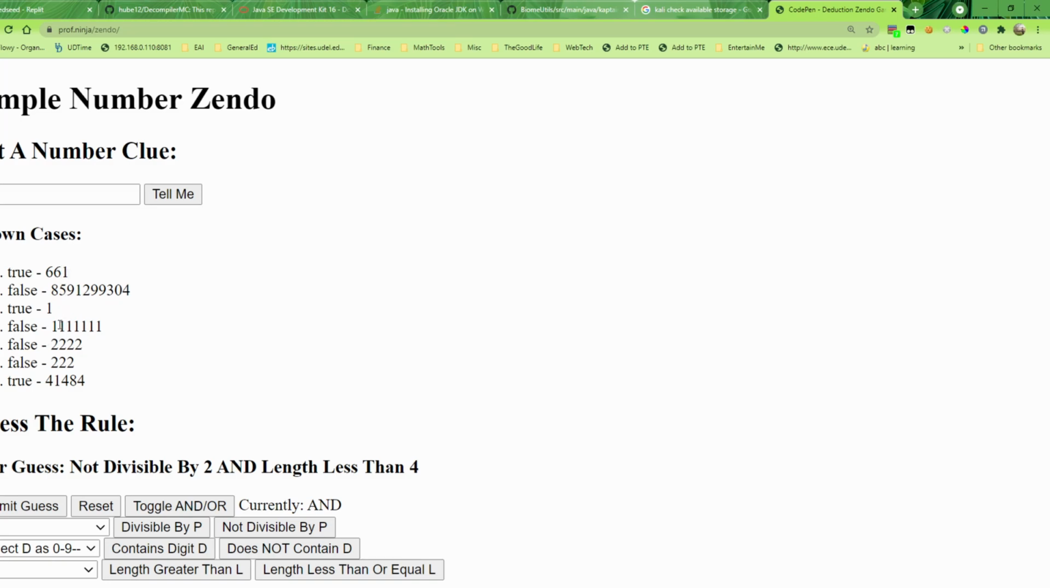So it could, well, that one's divisible by 3. That one is divisible by 3. I think you want not divisible by 3 in there. So instead of not divisible by 2, if I change that to not divisible by 3 and length less than 4. Oh, can you not have multiple divisibility rules? No. That's okay. Yeah.